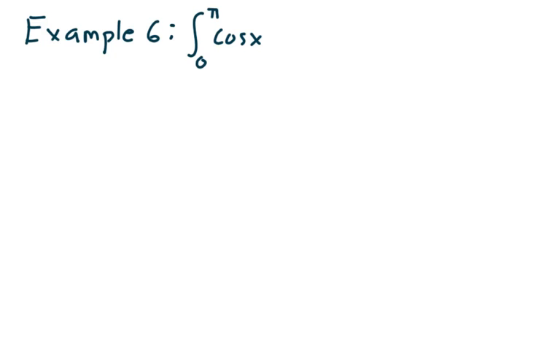Let's see if we can do one more example here. This one's pretty good. We'll call this example 7, or excuse me, example 6. Suppose I had the integral, we'll go from 0 to pi, of cosine x times hyperbolic sine of x dx.